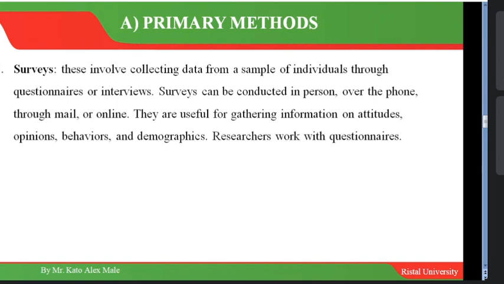So they are useful for gathering information on attitudes. What attitudes do people have over contraceptive use? We can seek opinions. What opinions do they have over the way we are administering the vaccine? It is also important for gathering information on behaviors, on demographics. So under this method, researchers work with questionnaires. So that is the survey method of research.